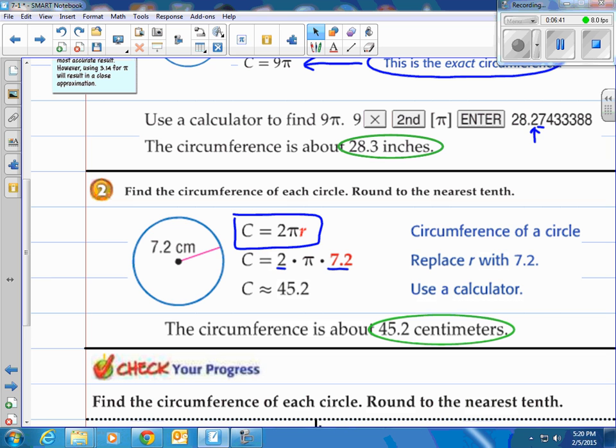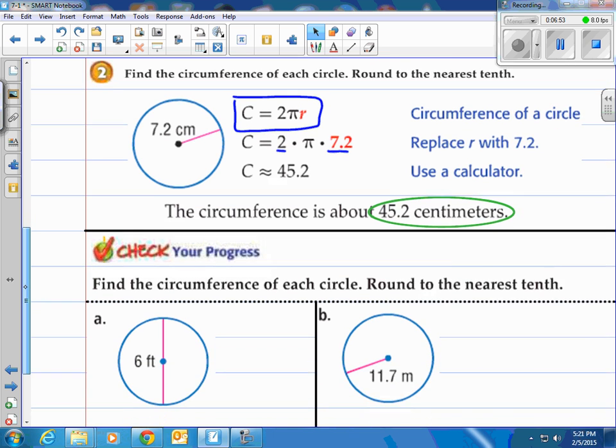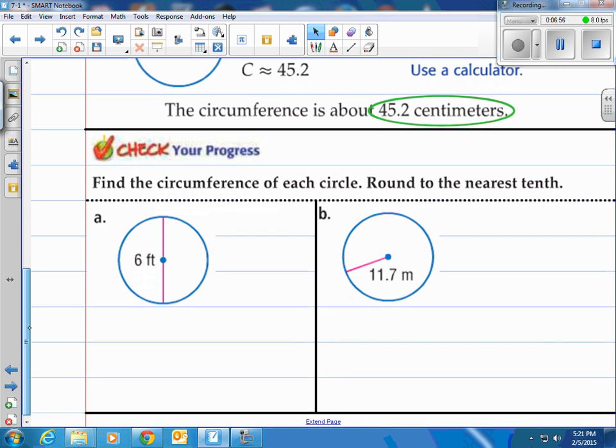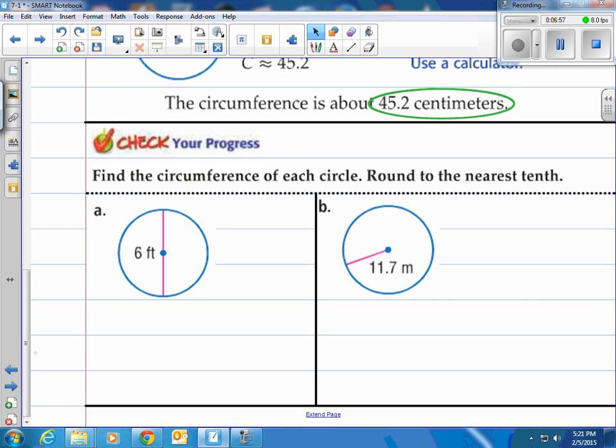We don't write down centimeters squared. This is a linear distance, even though it's circular there. It's not going to be square units. It's going to be linear distance, as we say. It is a distance. All right, how about you give it a shot on these two? Pause the video, try these two, come on back, see how you did.